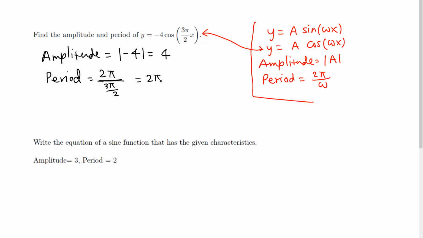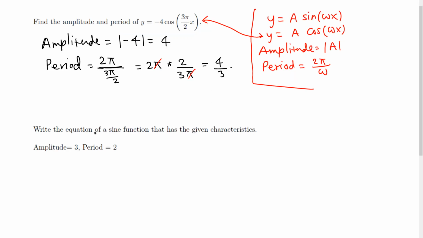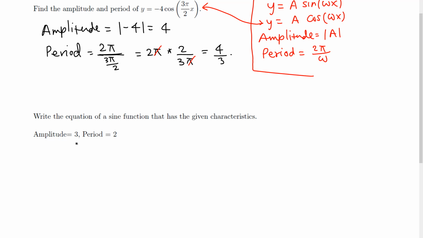This is 2 pi times, flip this fraction, 2 over 3 pi. Now we have cancellation, so the final answer is 2 times 2, 4 over 3. That's the period. Now let's move to the next question.